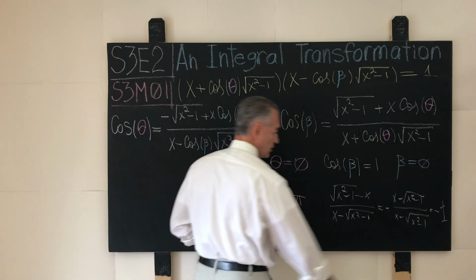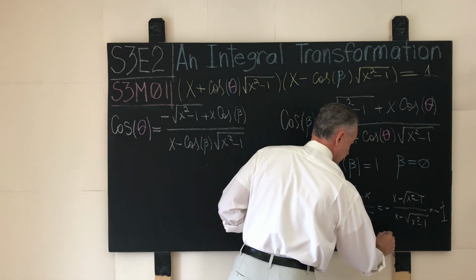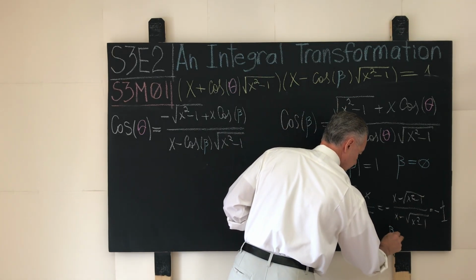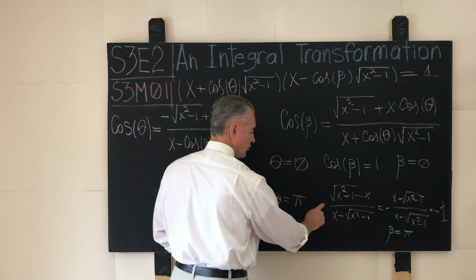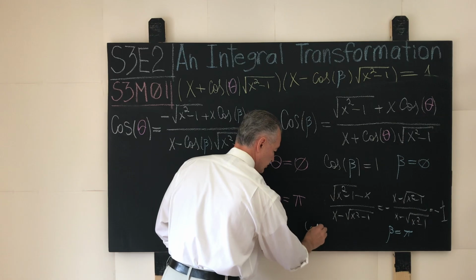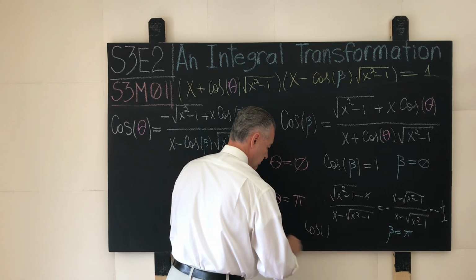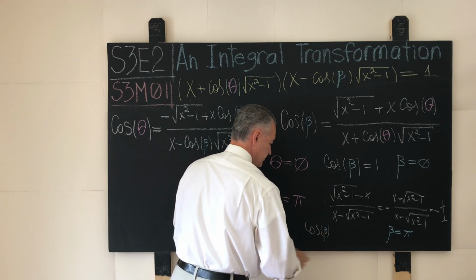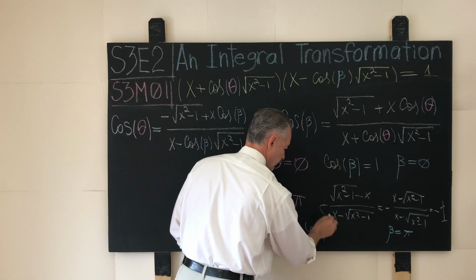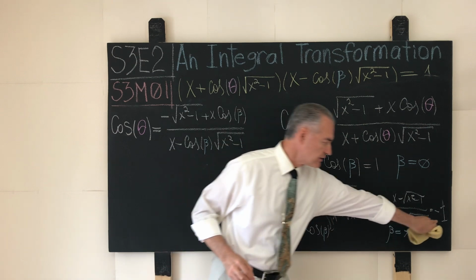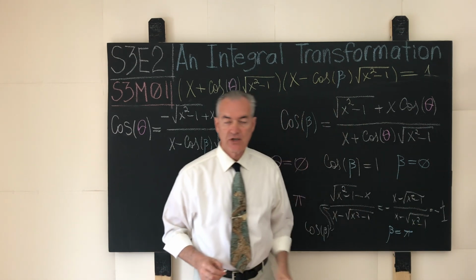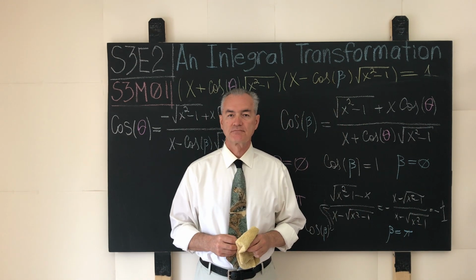So in this case, we claim that beta will be pi, because this is the expression for the cosine of the angle beta. This is the expression for the angle beta. You see, so the cosine of the angle beta is equal to -1. So beta is equal to pi.